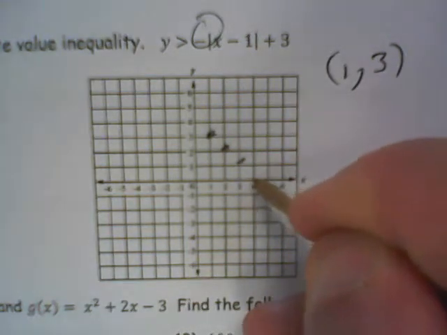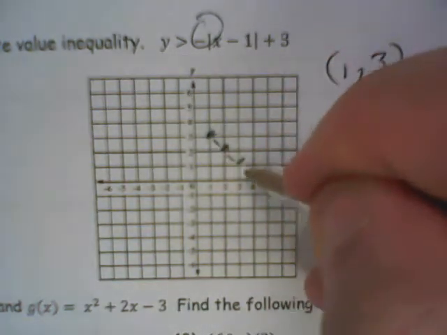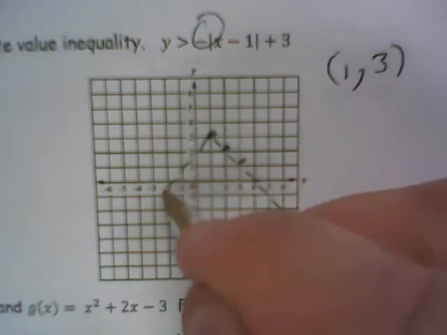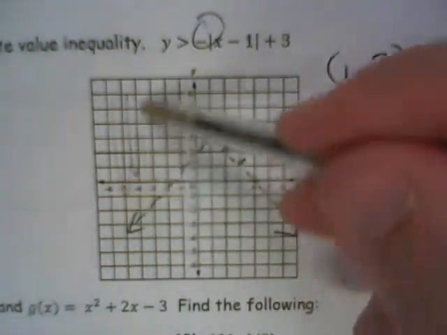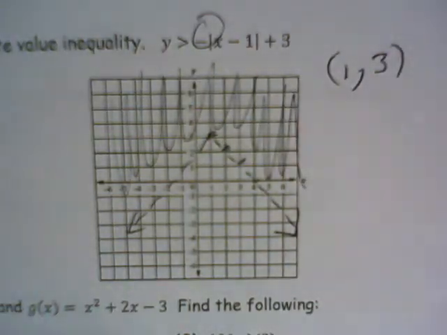So I'm going to go down 1 over 1, down 1 over 1. It's not equal to it, so this is going to be a dotted line, and a dotted line going in this direction. It's just the values greater than that, which means I'm going to shade everything above that line. And it's a dotted line.